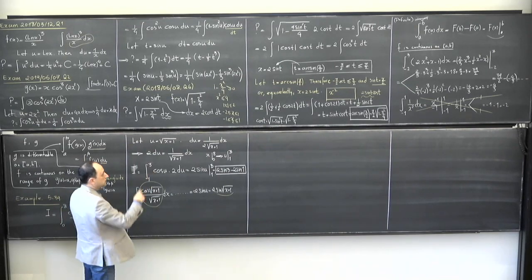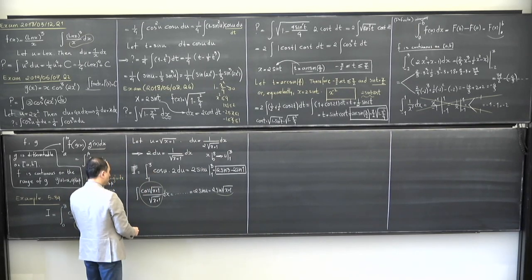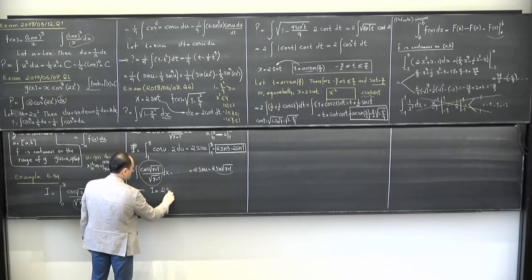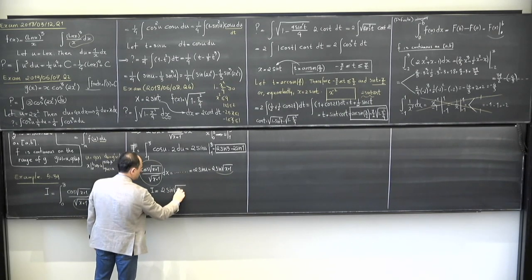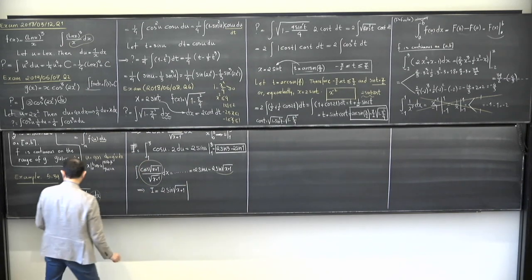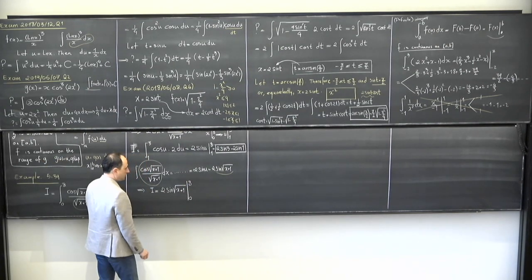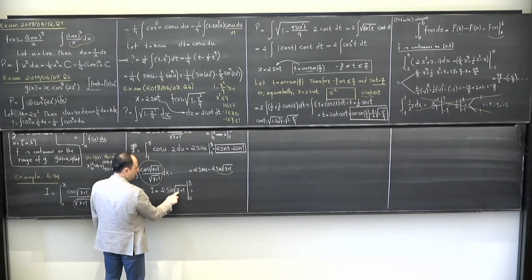Now I can use Newton's theorem, but with the old variable. So this means that I is equal to 2 sine square root of x plus 1, but from 0 to 8. But that is completely clear that you will get the same answer, yes? Because now you put 8 here, 8 plus 1 is 9, square root of 9 is 3.